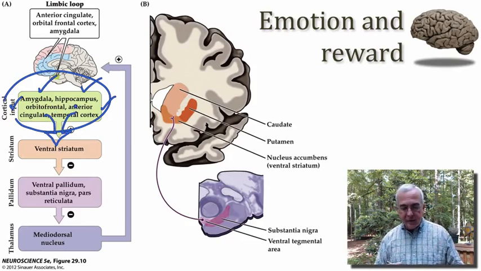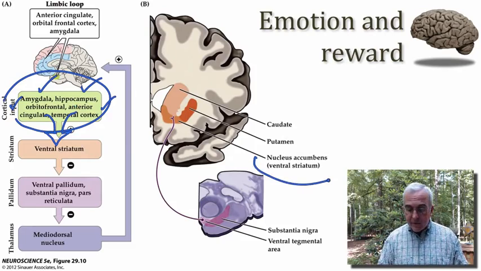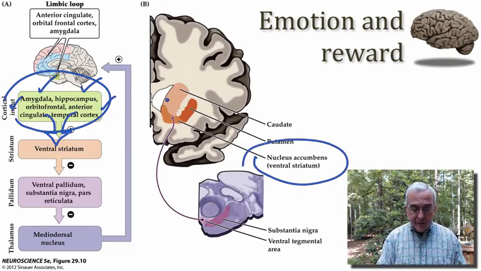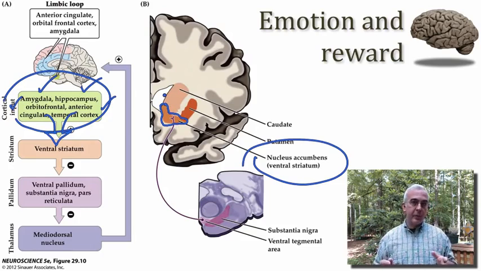And specifically what we're talking about here as the major component of the ventral striatum is the nucleus accumbens. You'll recall that this is the division of the striatum that is continuous with the caudate nucleus dorsally and medially, and with the putamen laterally and dorsally.